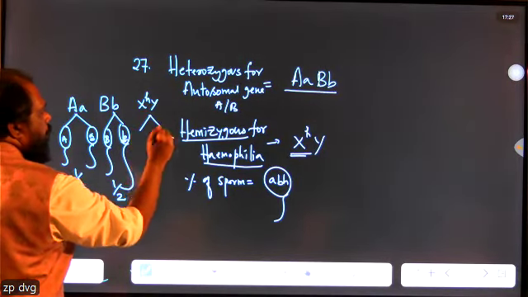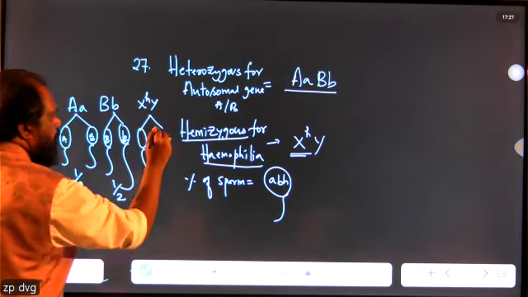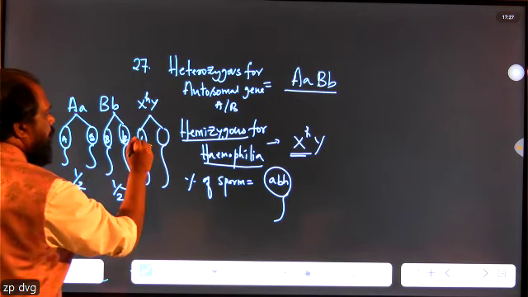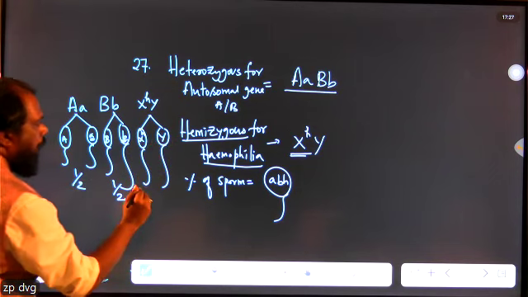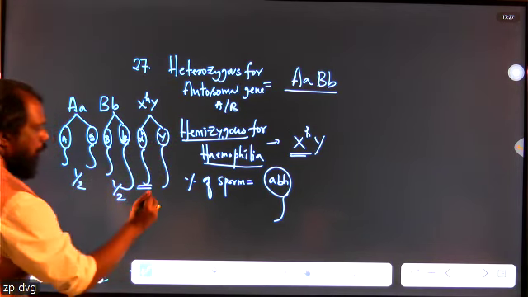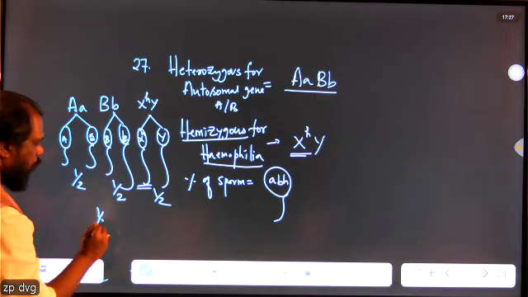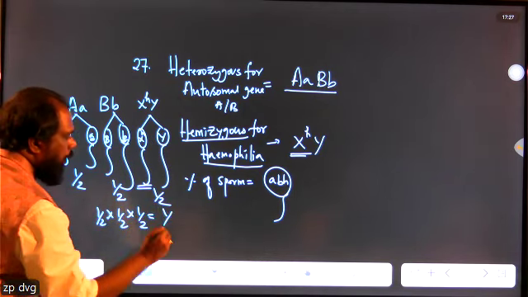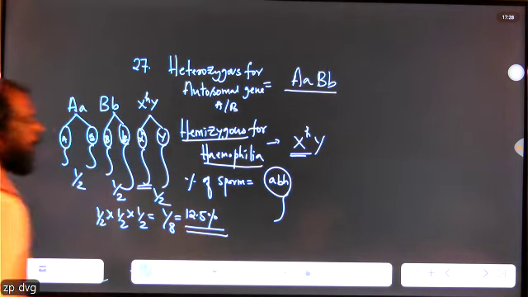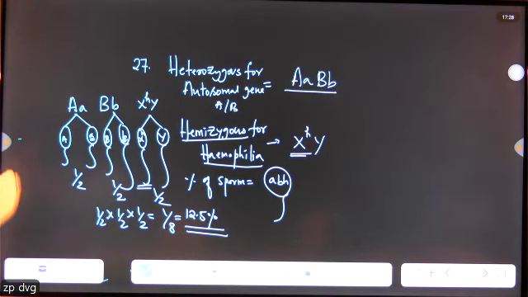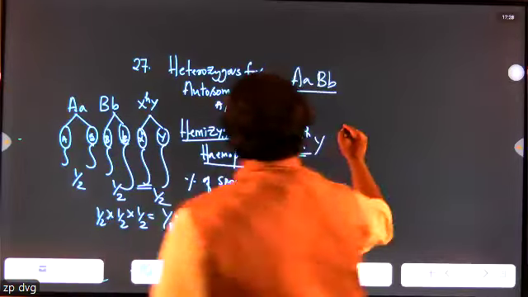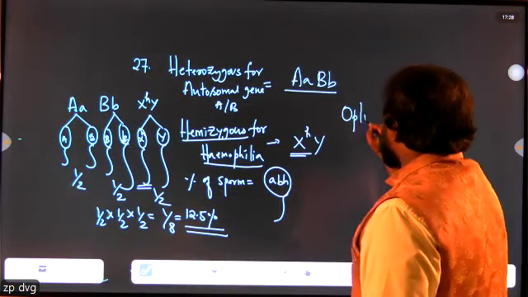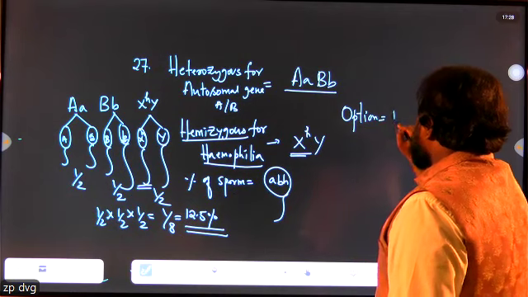Now imagine sperm formation from XHY. How many have small h? 1 by 2. So what is this? 1 by 2 into 1 by 2 into 1 by 2. You will get 1 by 8, which is equal to 12.5 percent, the correct option. In the material, option 1 says 25 percent. It is not 25 percent.